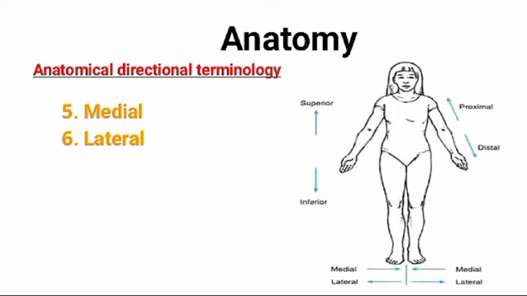Fifth one is medial. Medial relates to the imaginary midline, dividing the body into equal right and left halves, like the nose is medial to the eyes. Sixth is lateral. Lateral means towards the side with respect to the imaginary midline, like the ears are lateral to the eyes.